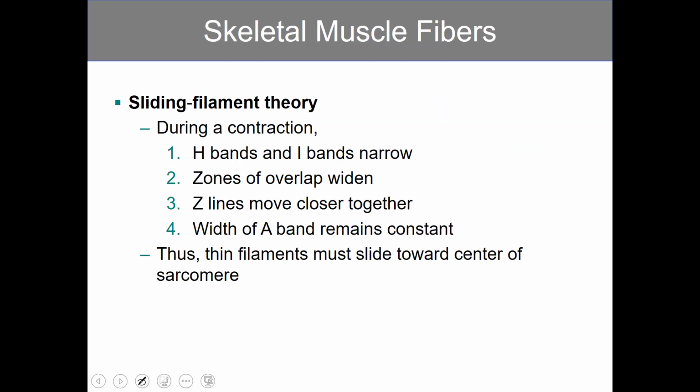The sliding filament theory is a theory that has been devised to account for all the processes and changes that occur during contraction. We can visualize and see that the H and I bands narrow during contraction, that the zones of overlap widen, that the Z lines move closer together, and that the width of the A band remains constant. From those observations, it's been hypothesized that the thin filaments must slide towards the center of the sarcomere.